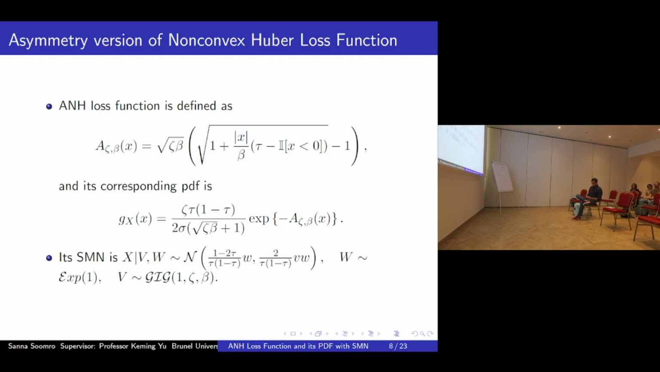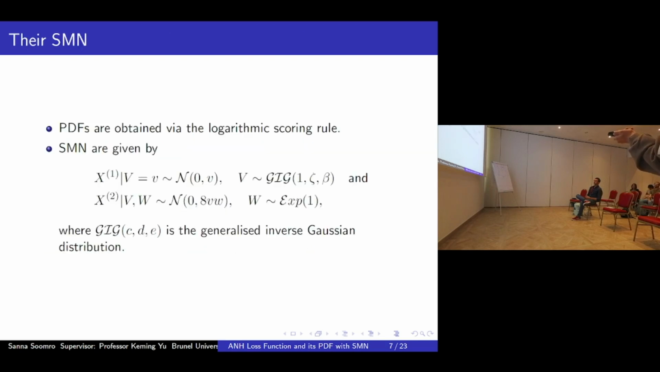And I can derive a scale mixture of normal expression, which is given here, with a generalized inverse Gaussian and exponential, but now I have the tau parameter in here. If you observe, if I set tau equals 0.5, it will reduce to this second scale mixture up here. So Nonconvex Huber is a special case of my loss function.